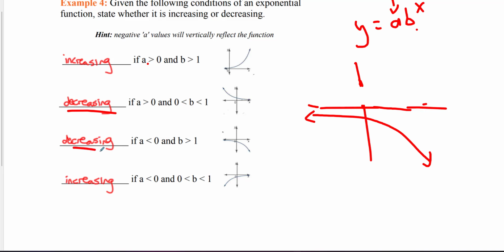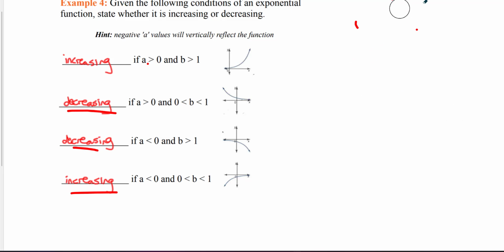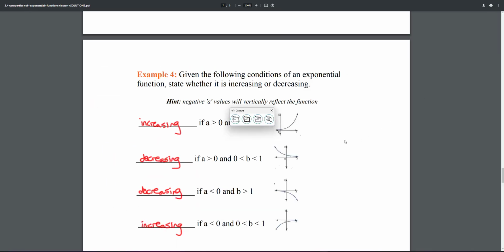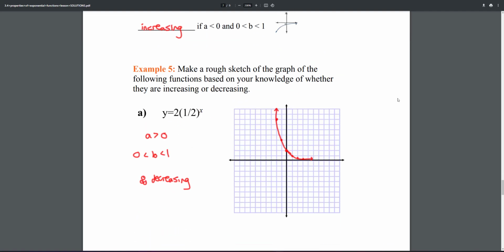And this is always decreasing, and then the last one is always increasing because of the reflection of this one here. So if you don't understand, if I went too fast, there are some notes and videos that you can take a look at. But yeah, those are your 4 different scenarios of increasing and decreasing. So you have to know which scenario you're looking at and tell me whether the function is always increasing or decreasing.